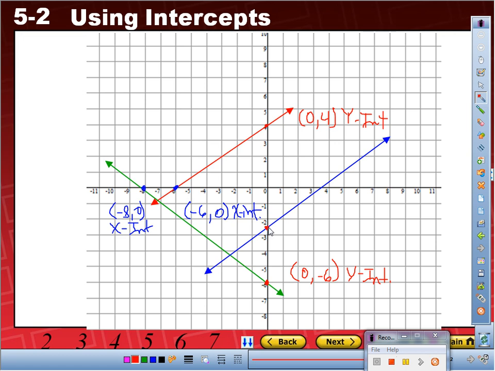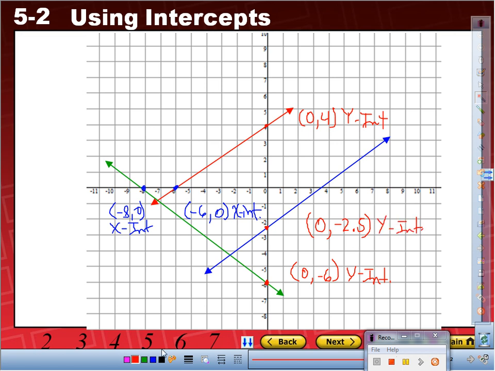It crosses right here, and that is in between the negative 2 and the negative 3 of y. Is that correct? Yes. So therefore, my y-intercept is (0, -2.5).